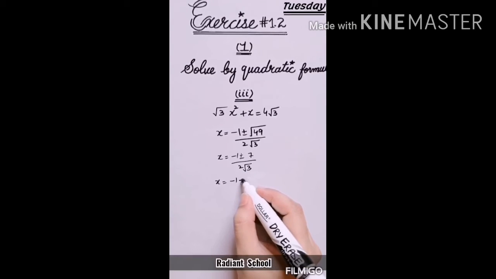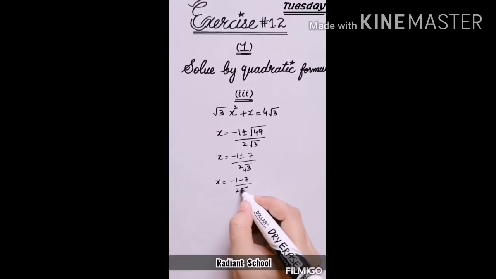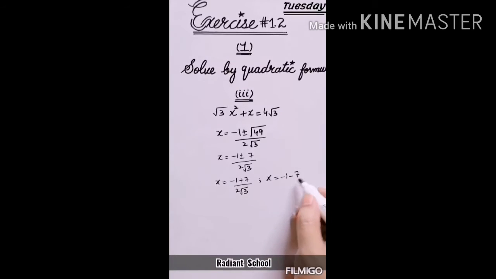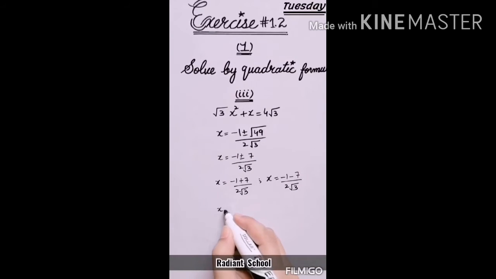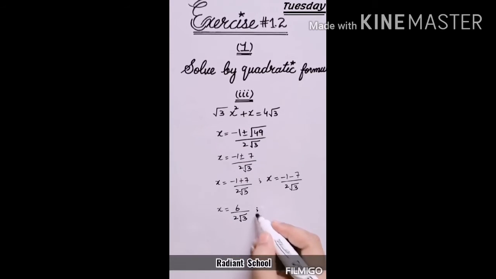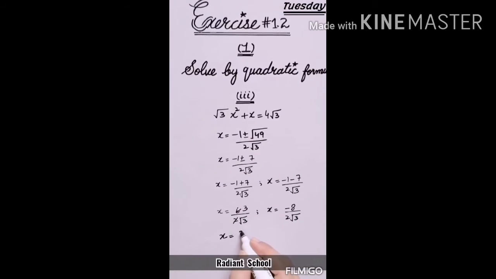Once we will write plus 7 over 2 under root 3, and once we will write x is equal to minus 1 minus 7 over 2 under root 3. Okay, x is equal to 6 over 2 under root 3, and x is equal to minus 8 over 2 under root 3. After cutting, x is equal to 3 over under root 3, and x is equal to minus 4 over square root of 3.